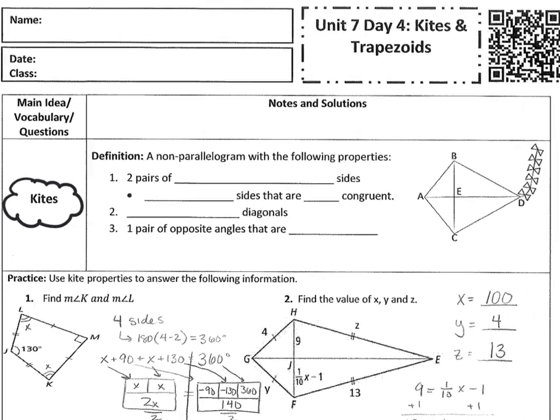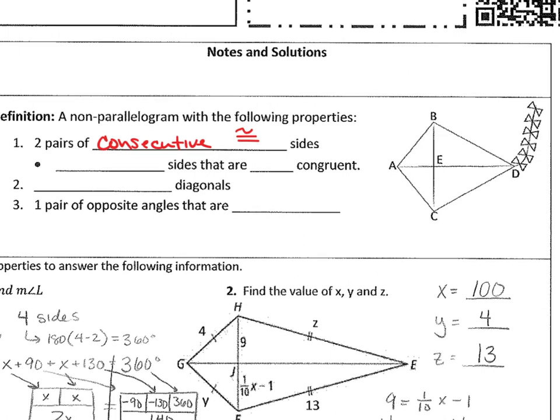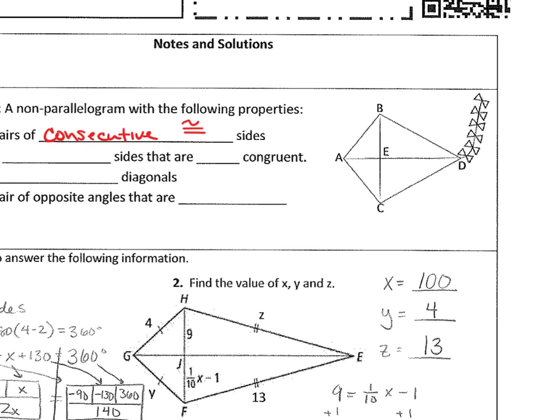The rules for a kite are that it has 2 pairs of consecutive congruent sides. Let me make that a little bit clearer because that looks like 3 squiggle lines. Congruent sides. So that means this time, unlike a parallelogram, the congruent sides are not going to be across the figure, they're going to be touching each other. So in our image here, to show our consecutive congruent sides, I want you to put 1 tick mark on AB and 1 tick mark on AC. Those are consecutive sides, meaning they touch each other. Those are going to be the ones that are congruent.